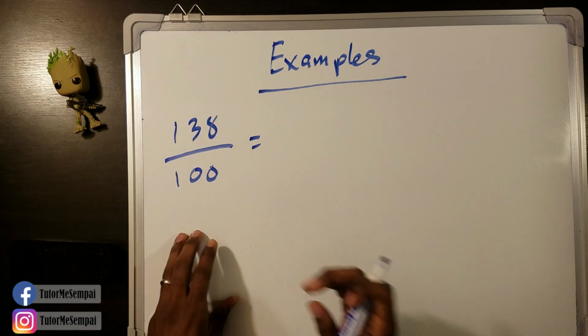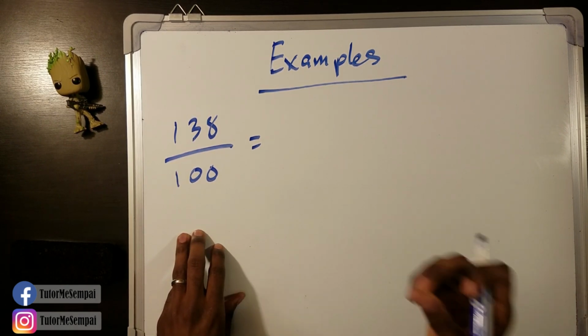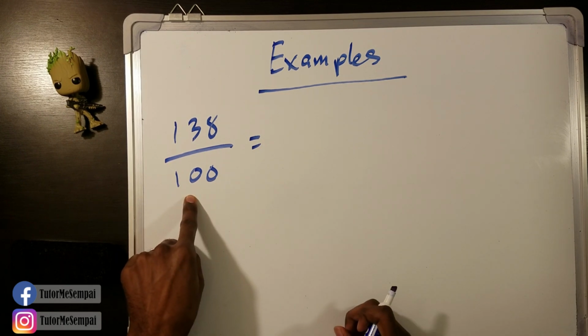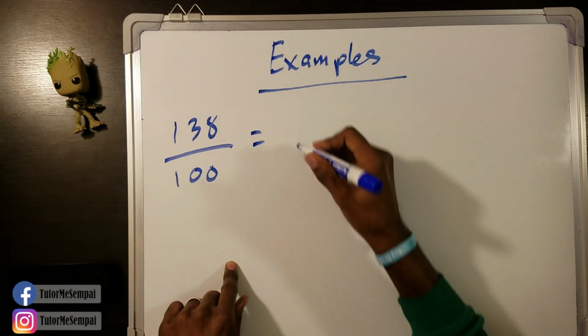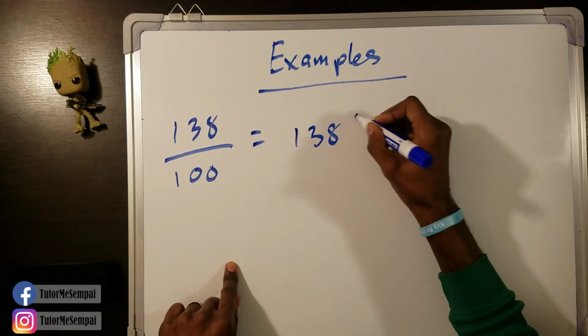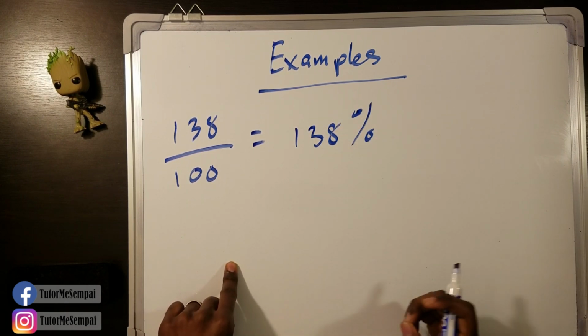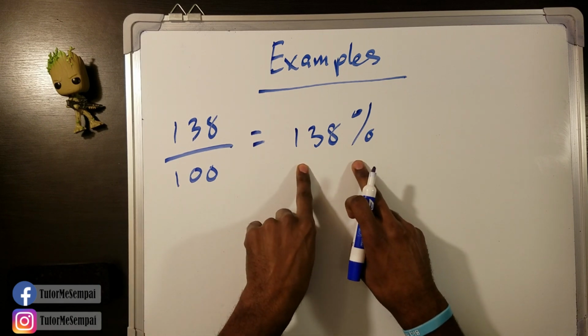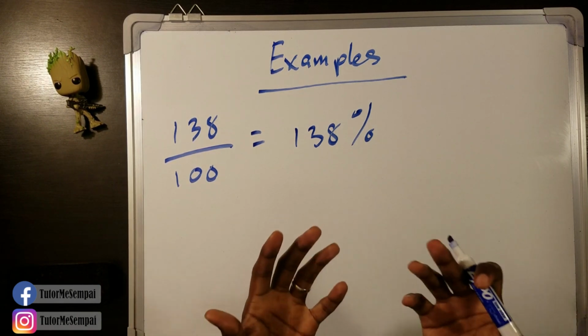Although it looks a little different because it's an improper fraction, it's still a fraction that hits the criteria of having 100 in the denominator. So we do the same exact thing. We take the numerator, we put it here, and we follow it by a percent sign. So 138 over 100 is 138%. You can have a bigger than 100%.